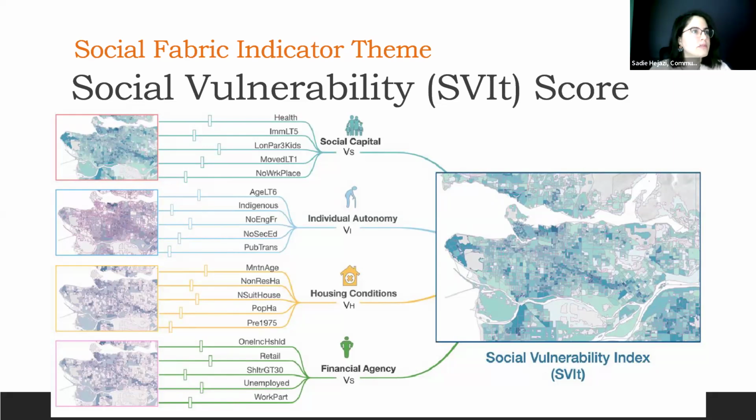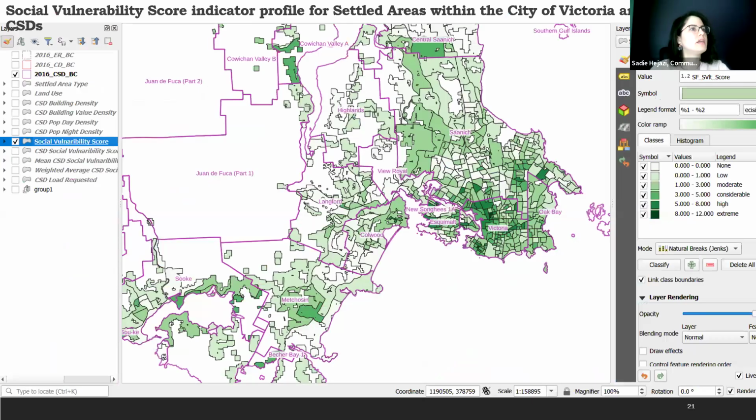So this one is showing the social vulnerability score indicator. The geography is the settled area within the city of Victoria and surrounding census subdivisions. And we see the level of social vulnerability: the darker it is, the more extreme, and the lighter it gets, the lower the vulnerability to natural hazards.